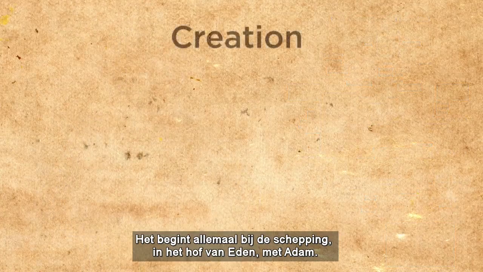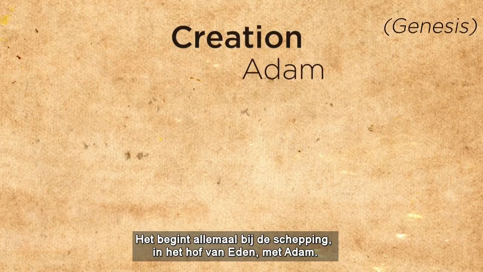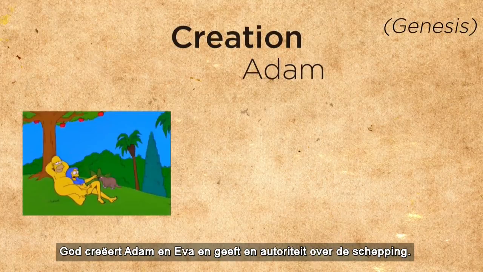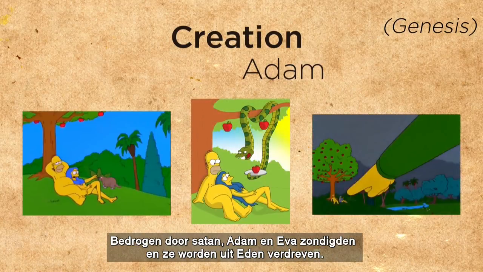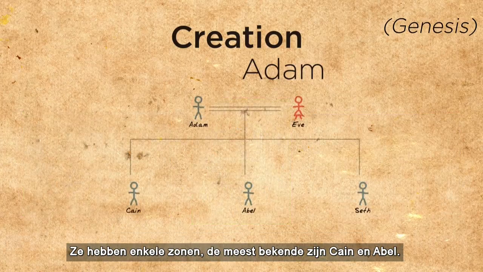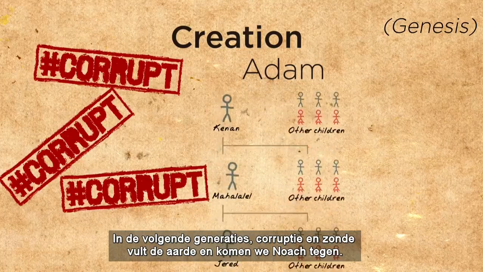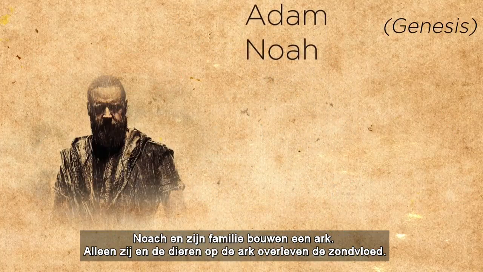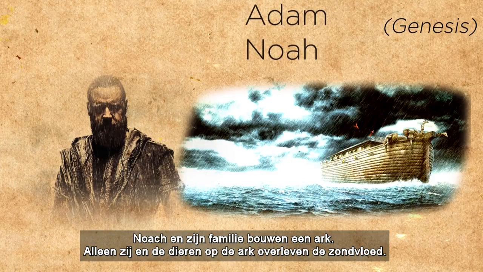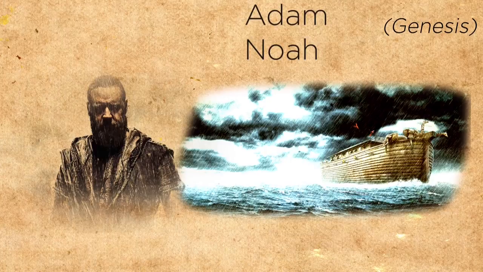It all begins with creation in the Garden of Eden with Adam. God creates Adam and Eve and places them into authority over all creation. And deceived by Satan, Adam and Eve sin and they're kicked out of the garden. They have a few sons, most famously Cain and Abel. Over the next few generations, great corruption fills the earth, and we meet Noah. Noah and his family build an ark, and they, along with the animals on board, survive the Great Flood, which destroys pretty much everything else.